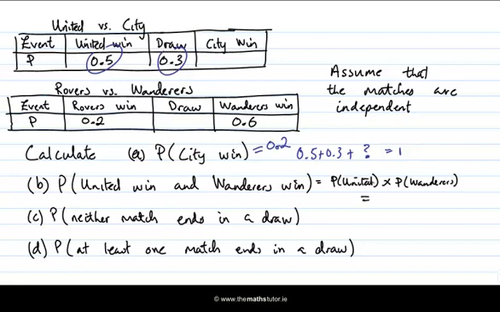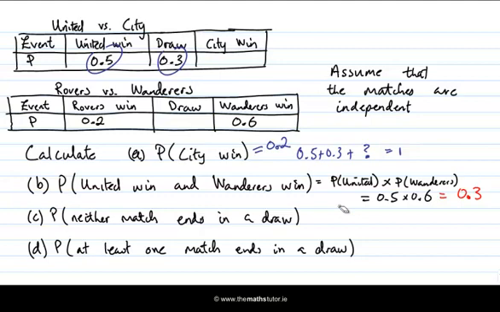Now we know these two probabilities. The probability of a United win is 0.5 and the probability of a Wanderers win is 0.6. So our answer here is 0.5 times 0.6, and that comes out to be 0.3. You can do that in your head, or you could do it with a calculator if you want. Okay, that's just using the multiplication rule for independent events. When two events are independent, the probability that both occur is just the product of the individual probabilities.